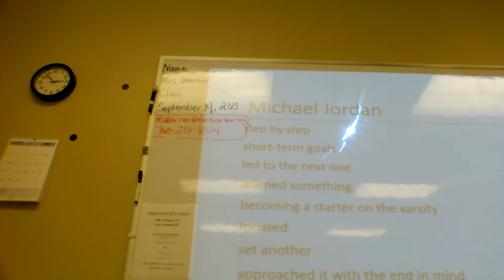So his goal became he wanted to be a starter on the varsity team. So he stayed focused, and he set goal after goal after goal, and he kept approaching everything with the end in mind. It's kind of that light at the end of the tunnel, but you can't always get through a really long tunnel without other lights along the way. There are torches along the way. Okay? So we've got to let those lead us. Michael Jordan is an example of somebody who has met his goal.